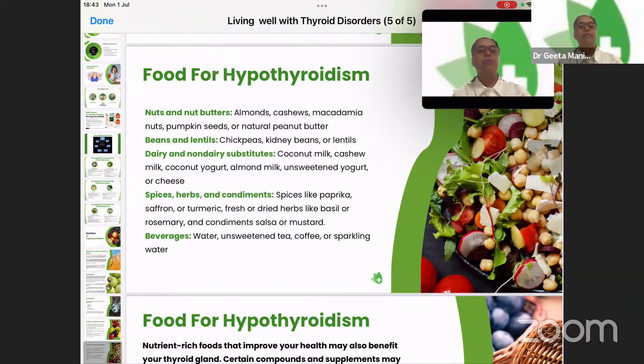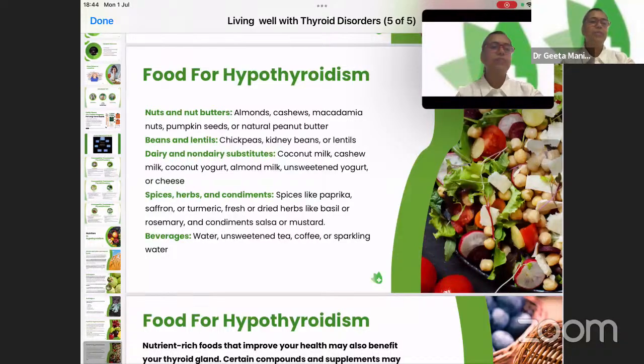Nuts and butters: almonds, cashews, macadamia nuts, pumpkin seeds, and natural peanut butter. These are foods that are good for your thyroid. And especially Brazil nuts, I have mentioned it further, I think. Brazil nuts are good for your thyroid because they are high in selenium. So that is one thing which is really important. If you're suffering from hypothyroidism, every single day you must take 2 Brazil nuts.